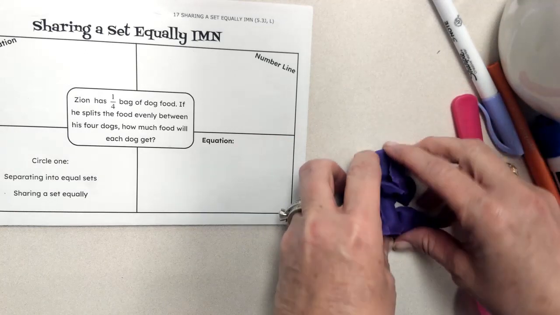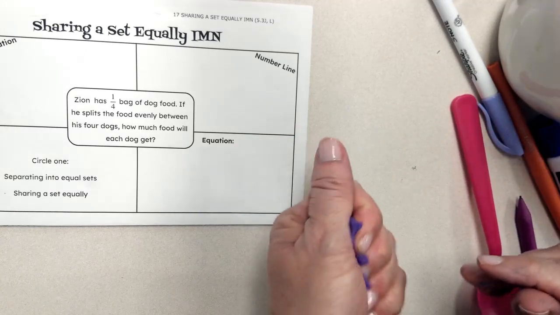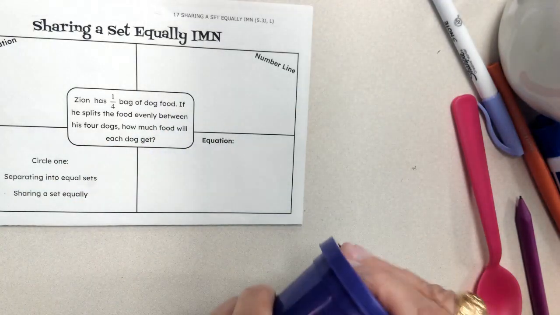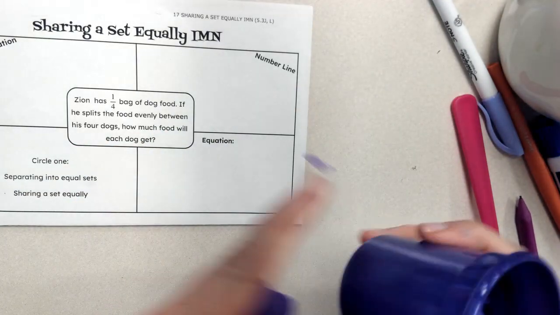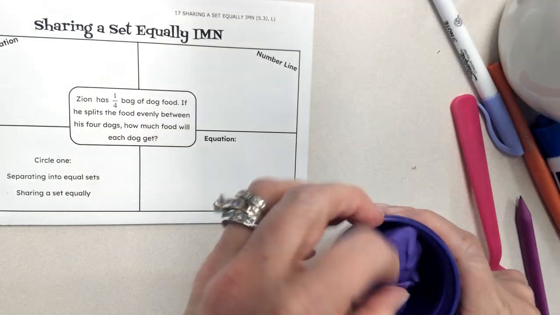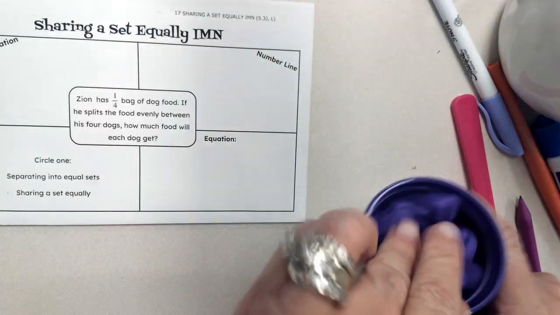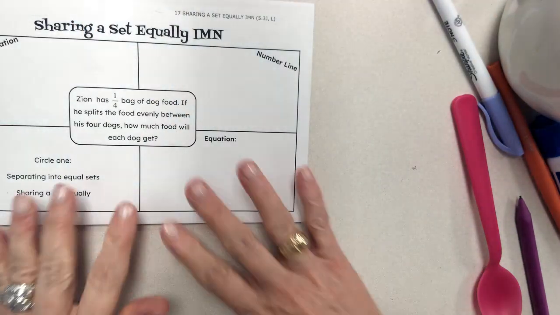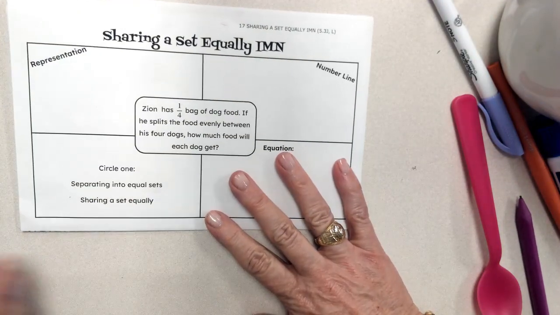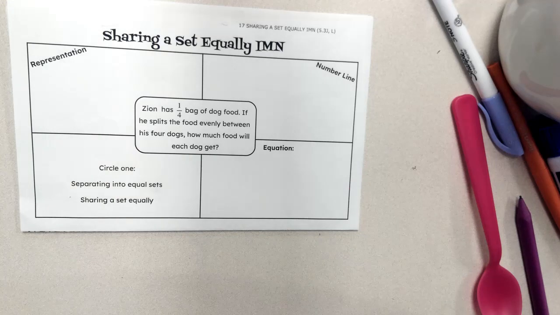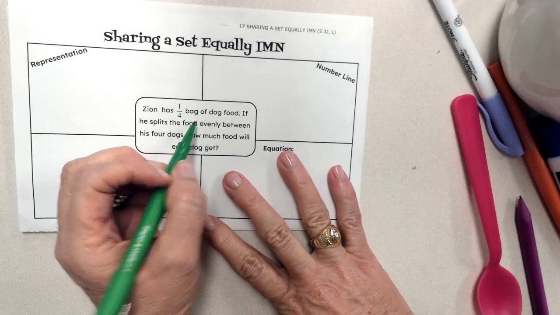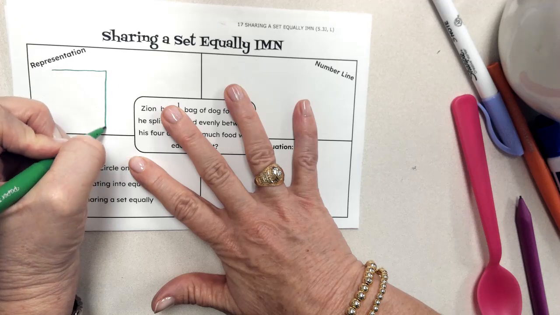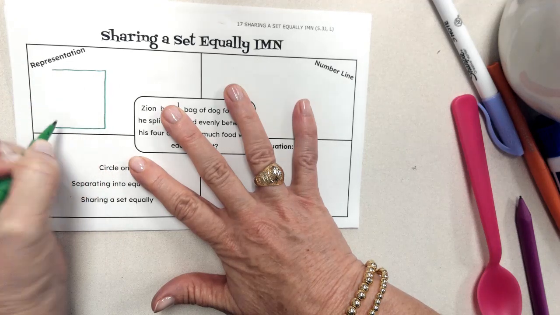I'm actually going to take all of my pieces and put them back into my can, because I'm pretty much done with my Play-Doh for today. And we want to make sure that our Play-Doh stays moist so that we can use it on Monday. Okay? So our representation is going to be a lot like what we just did with our Play-Doh. We're going to start by drawing our whole bag. So my whole bag of dog food is going to look like this.